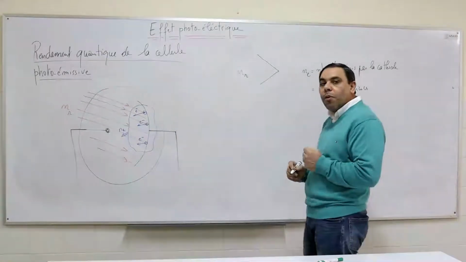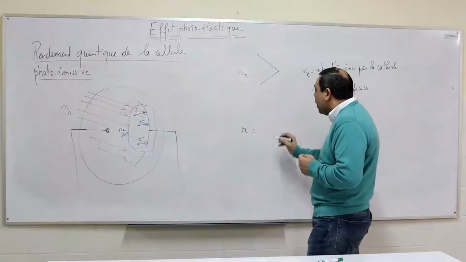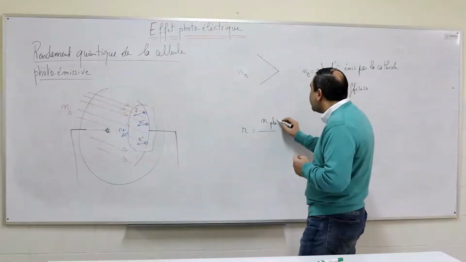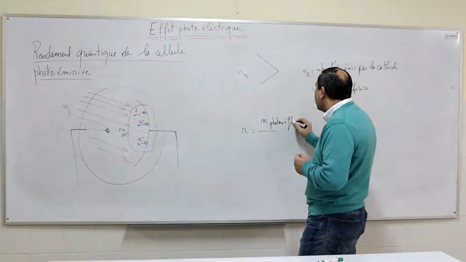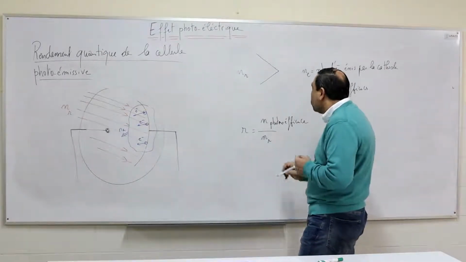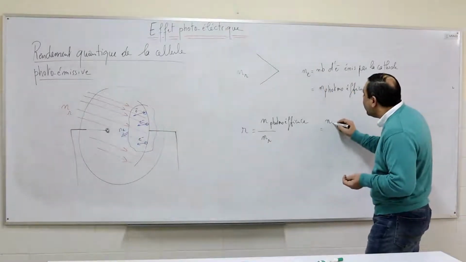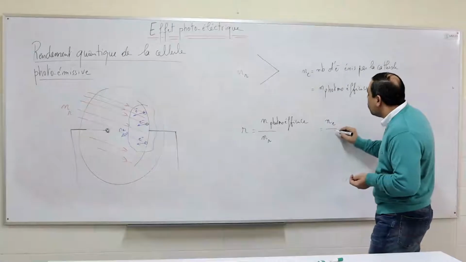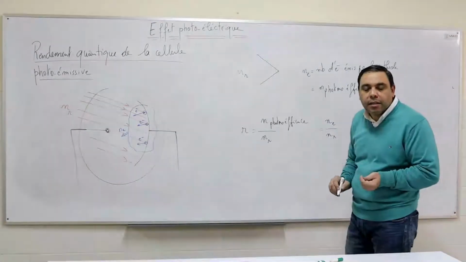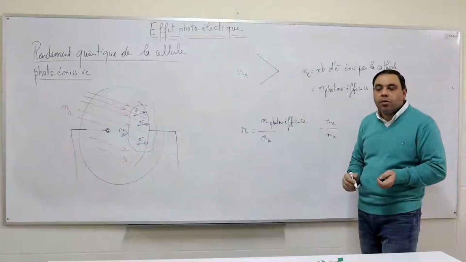Now, what is the definition of the quantum efficiency? Let's denote the quantum efficiency by R. It's equal to the number of effective photons over the number of received photons, which is equal to the number of emitted electrons over the number of received photons by the cathode. This is the quantum efficiency of a photoemissive cell.